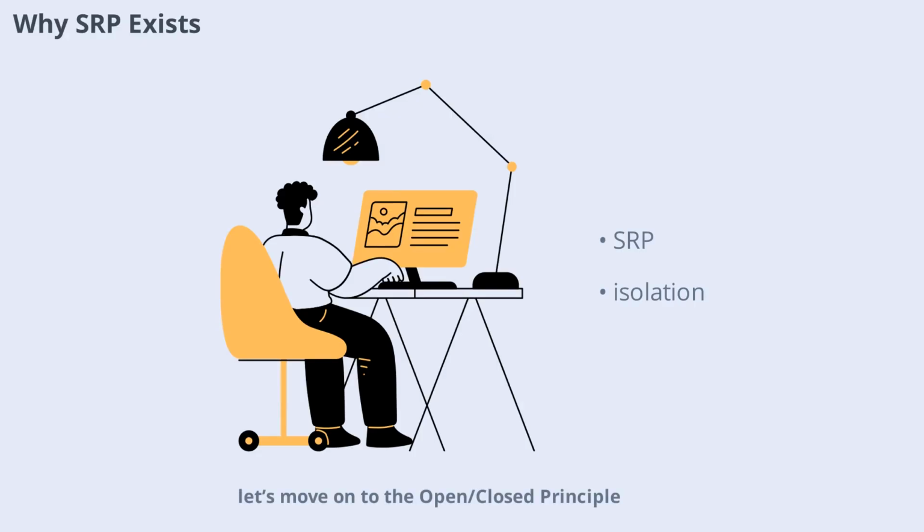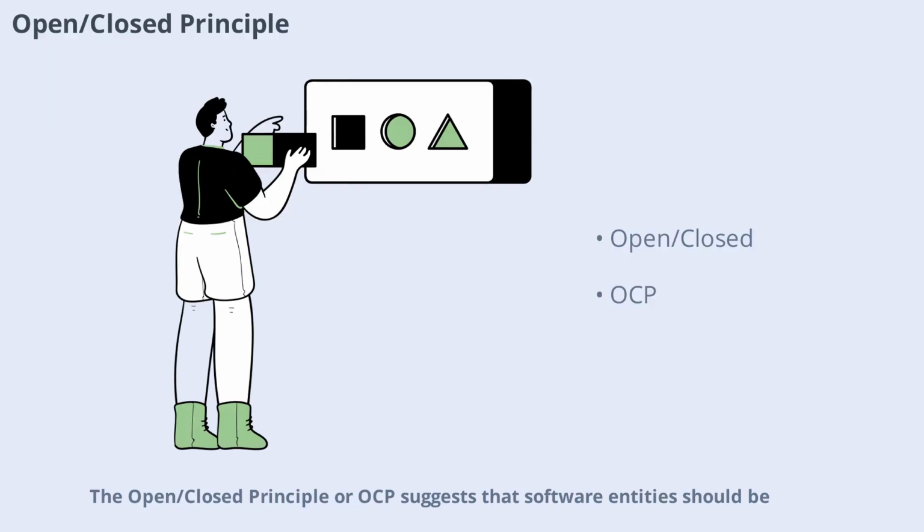Next, let's move on to the Open-Closed Principle. The Open-Closed Principle, or OCP, suggests that software entities should be open for extension, but closed for modification. In other words, you should be able to add new functionality without changing existing code. This principle helps prevent bugs and makes it easier to introduce new features.